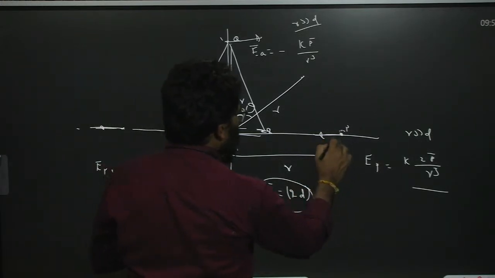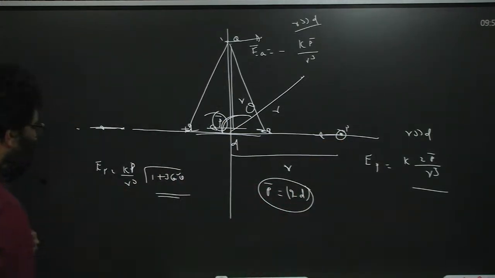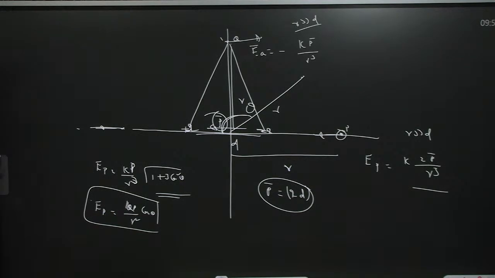Here potential is not 0. So here the field due to a point charge is Kq by R square, but due to a dipole it is K P by R cube into root over 1 plus 3 cos square theta. Potential at any point P will be K P by R square cos theta. You remember this one. K P by R square cos theta. Potential at any point.